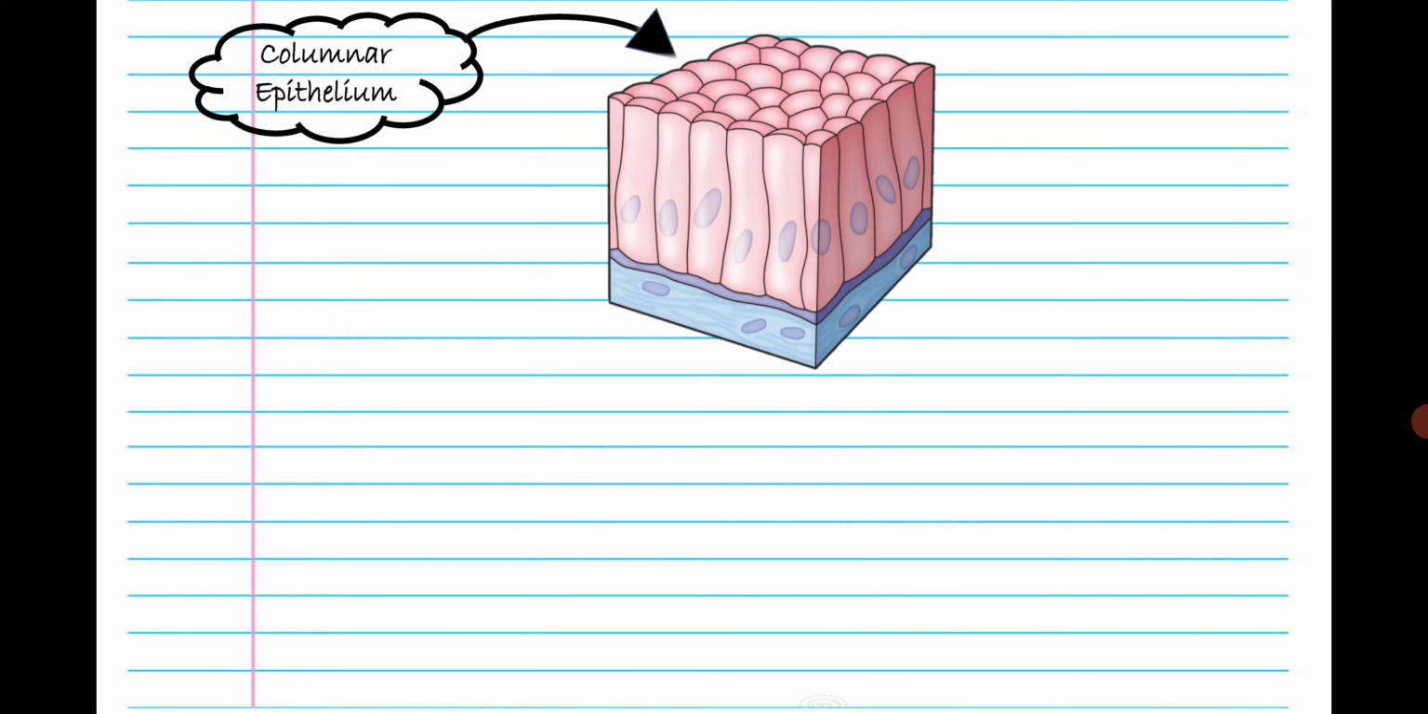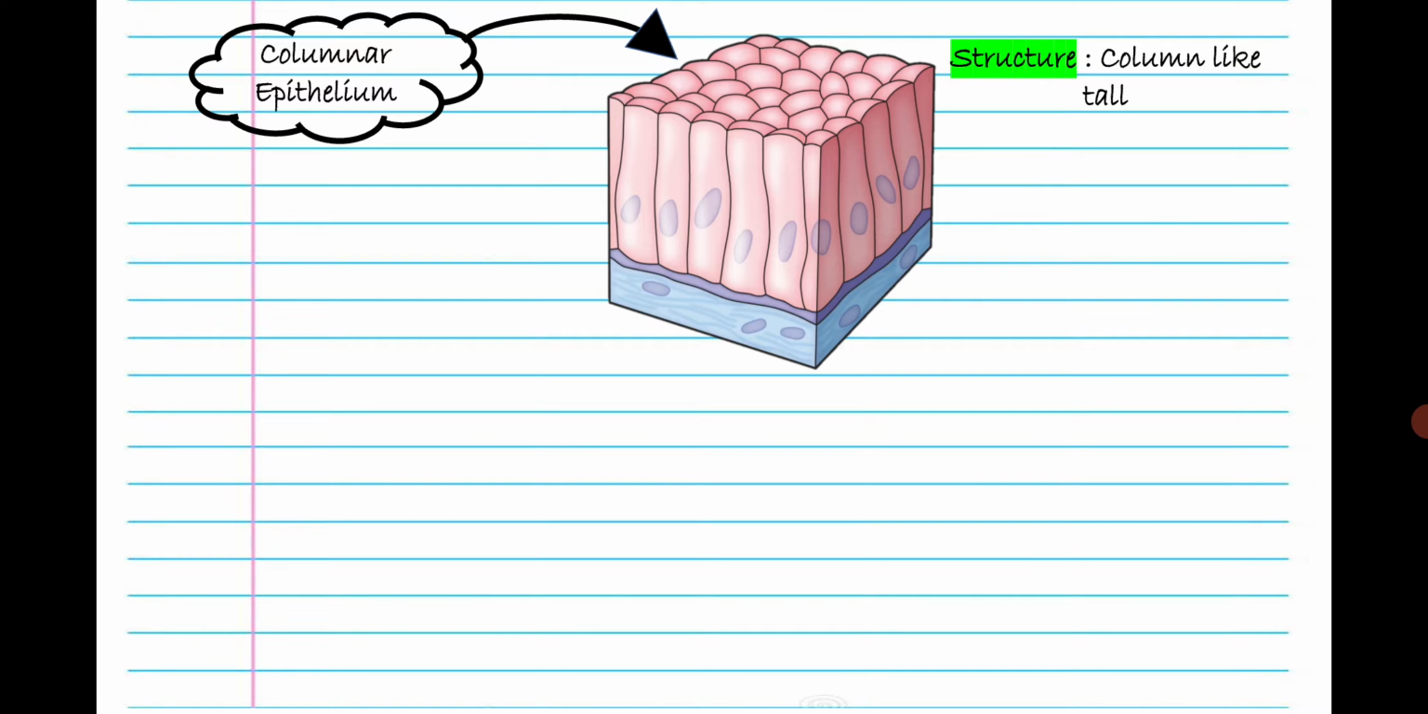The fourth one is the columnar epithelium tissue. The name itself suggests what the structure of this tissue may be. Columnar means they look like a column, like a pillar in structure. They are very tall. So the columnar epithelium tissues are tall, like a column.